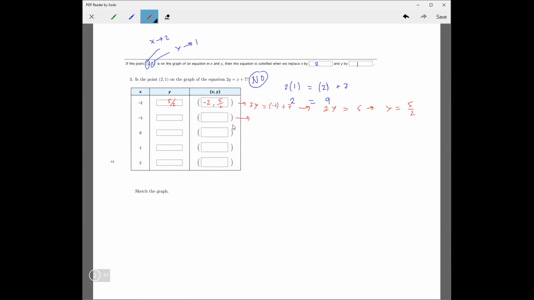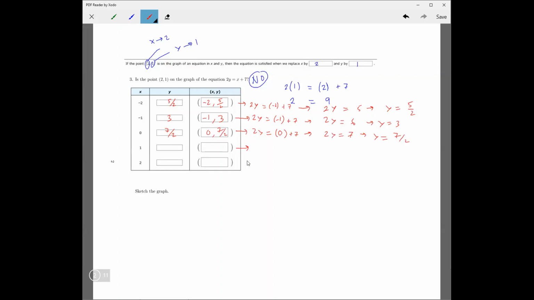Okay, this one, when x is, you're going to replace the x with a -1. That leads to 2y equals 6, which means y is 3. So 3, and then -1, 3. Then here, the x is going to be replaced with 0. So that leads to 2y equals 7, or y equals 7/2. So 7/2 would be the answer here, and then 0, 7/2 would be the answer there.